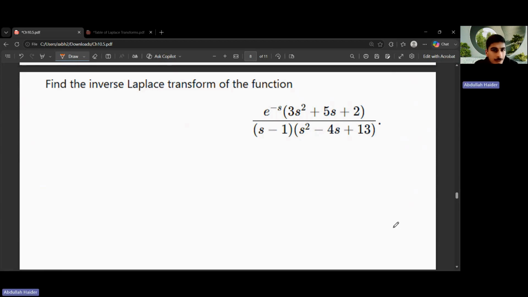So we'll move on to this. Find the inverse Laplace transform of the function.